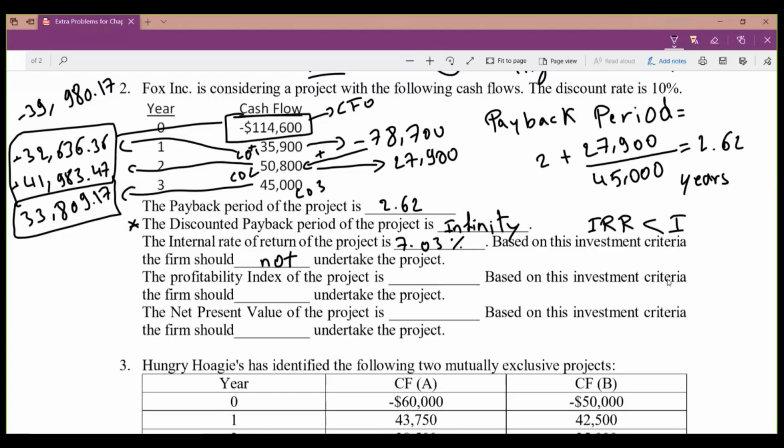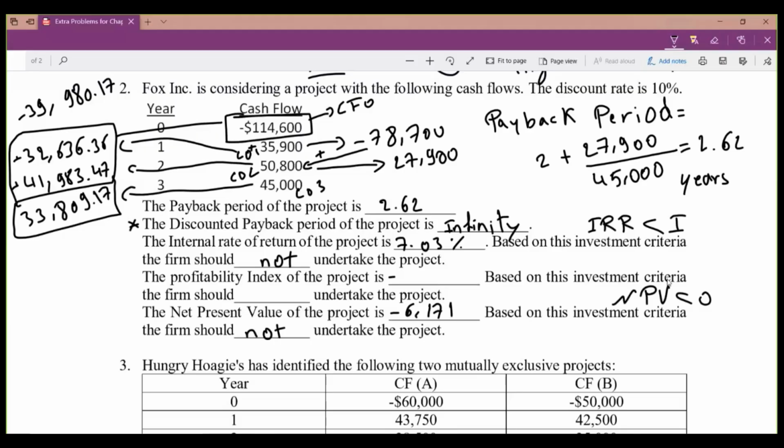The net present value in this case, so this one here, NPV is minus 6,171. The NPV is negative, so we should reject the project. The firm should not undertake the project.